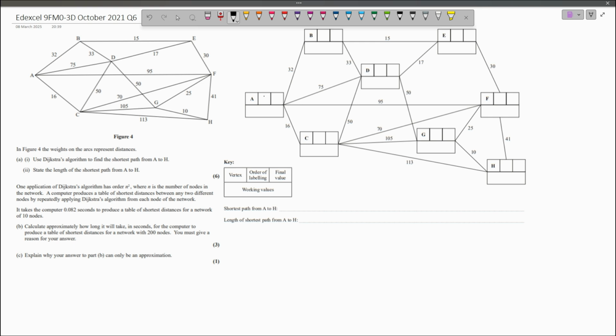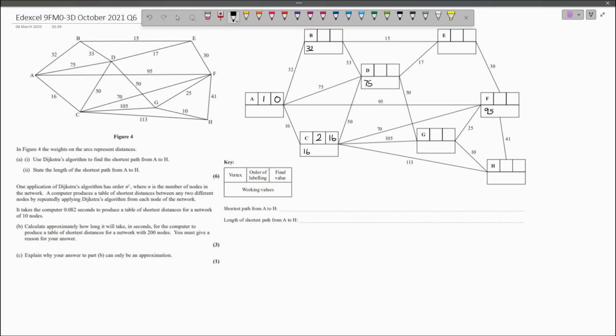So we've labelled A first, and it has a final value of 0. Now I'm going to update the working values of all the vertices connected via an edge to A. So B is going to receive the working value of 32, D 75, F 95, and C 16. We're now going to visit the next vertex with the smallest working value that hasn't yet been visited, and that's going to be C. C has been visited second with final value 16.